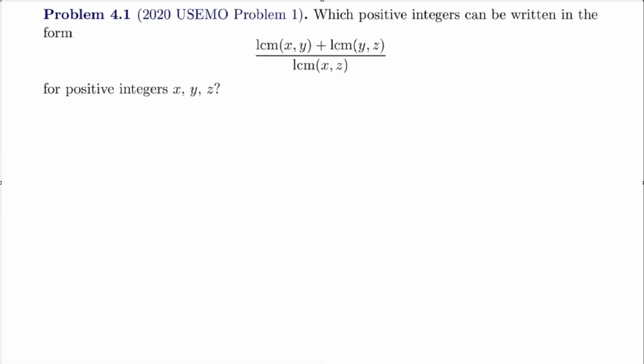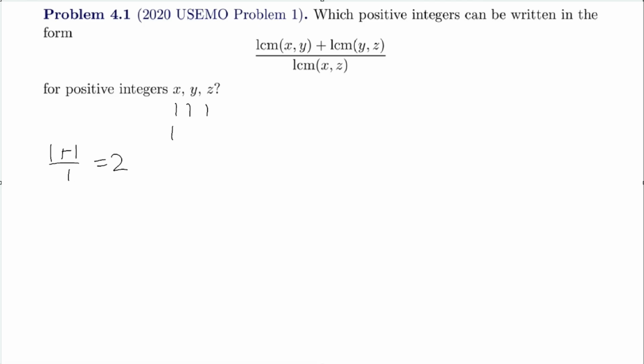So the first thing we do is look at small cases. So one of them is 1, 1, 1, of course. Then this becomes 1 plus 1 over 1, which is 2. Now what if we make one of them equal to 2? Suppose z is 2. Then this becomes LCM of 1 and 1, which is 1, plus LCM of 1 and 2, which is 2, all over LCM of 1 and 2 again, which is 2, and this gives 3 halves, unfortunately not an integer.